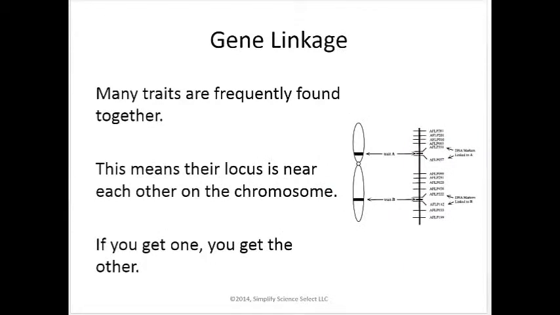We also see many traits linked together. People that commonly have trait A also commonly have trait B. That's because the locus where they're found on the chromosome is near each other. So if you get that chromosome, you're getting both trait A and B.